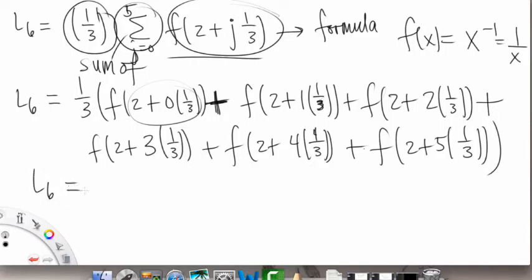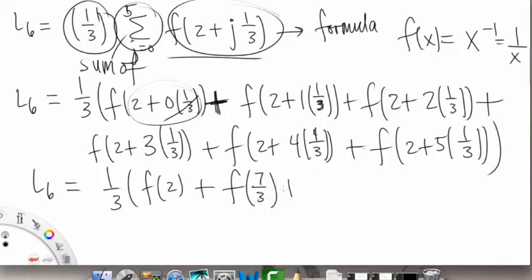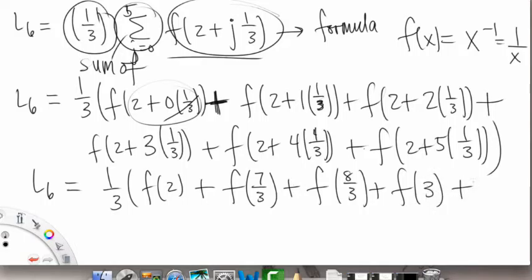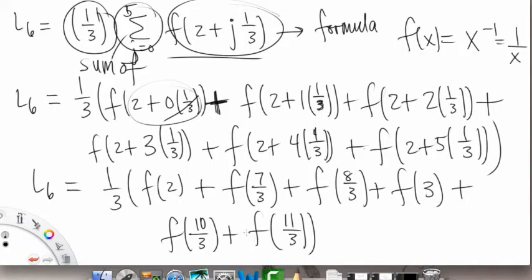So L sub 6 is equal to 1 over 3 times f of 2, since the 0 term goes away, plus f of 2 plus 1/3, which is going to turn out to be 7 over 3. Then we have f of 2 plus 2/3, that's 8 over 3. The next one is 9 over 3, which is the same thing as 3. The next one is f of 10 over 3, and the last one is f of 11 over 3. So we have 6 terms going on here.